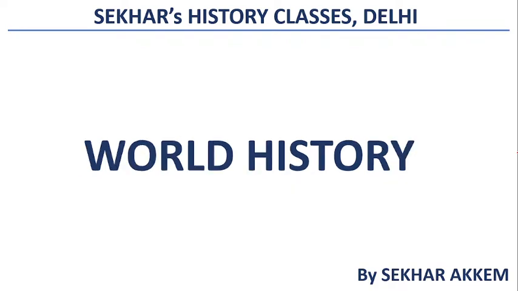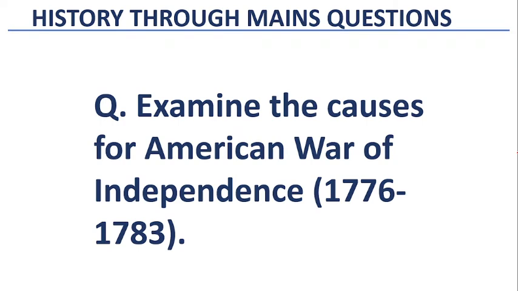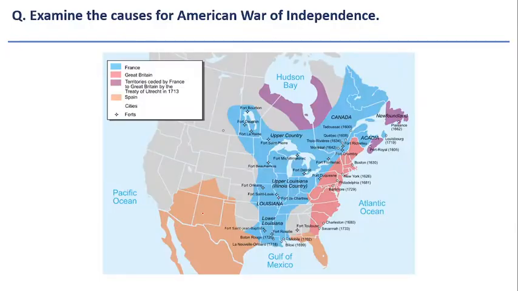In this video, we will discuss a question in world history. The question is about the American War of Independence. Here is what the question says: examine the causes for the American War of Independence. We are talking about the timeline between 1776 and 1783, the time period when American colonists fought for their independence.